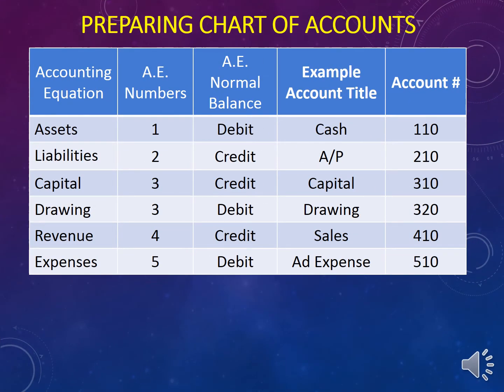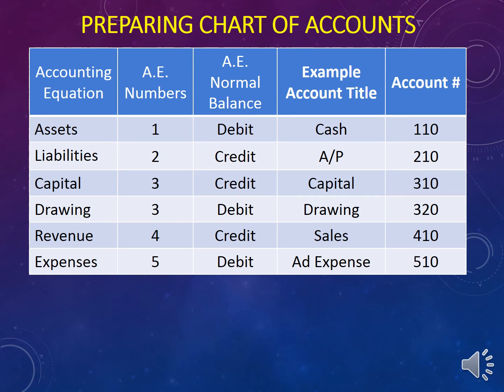So we are preparing a chart of account. So let's look at some examples. We know that assets start with number 1. We know that assets have a normal debit balance. This is determined by where it falls in the accounting equation. So the cash account will have the number 110. The number 1 represents the asset, and 10 represents where it falls in the order of the assets.